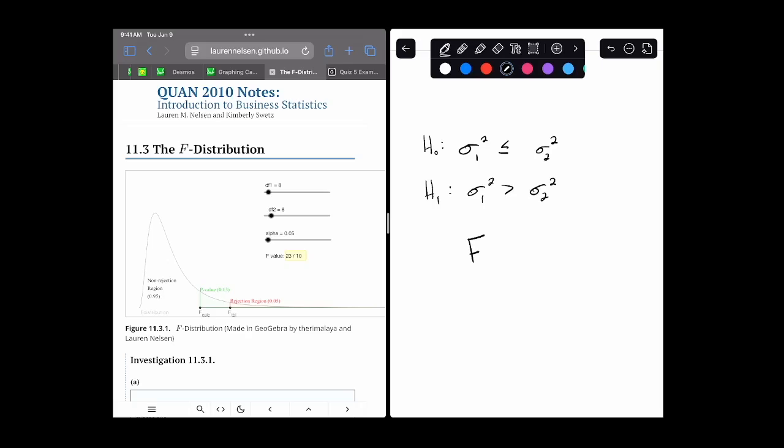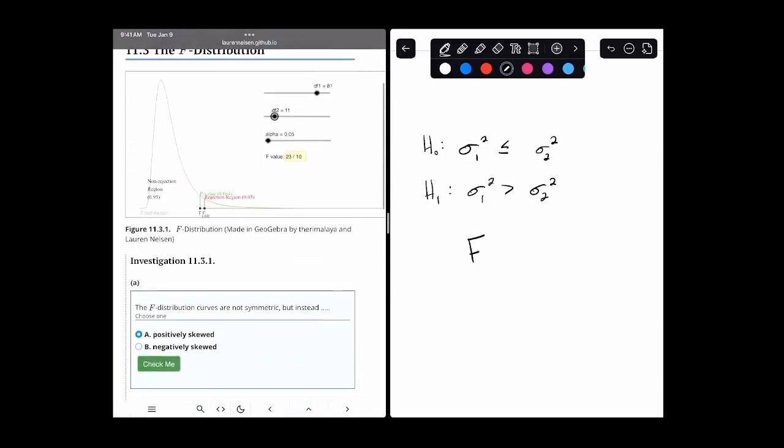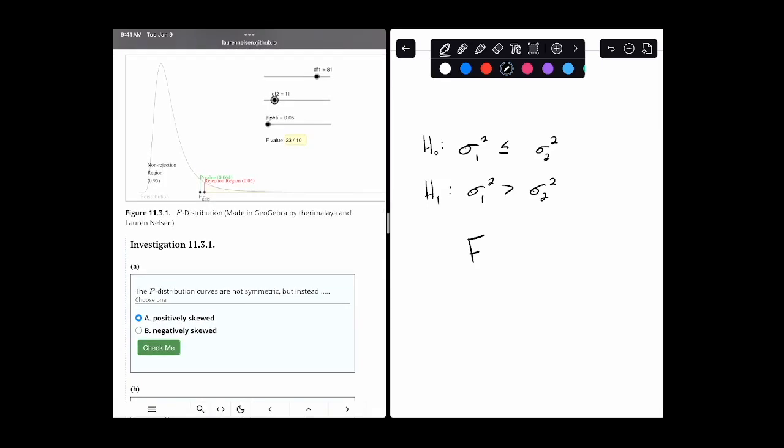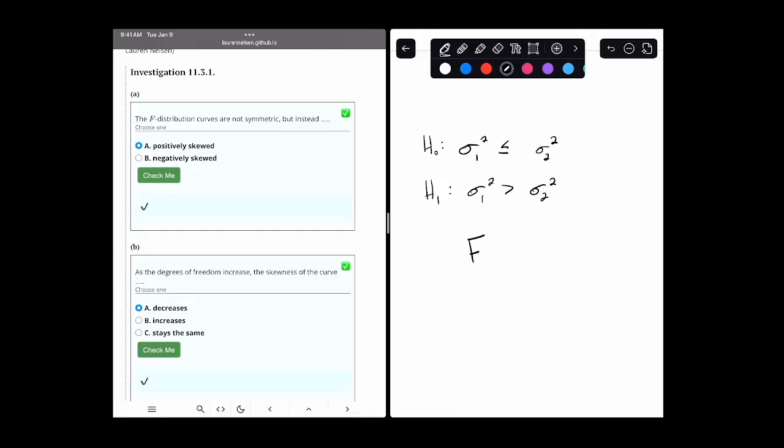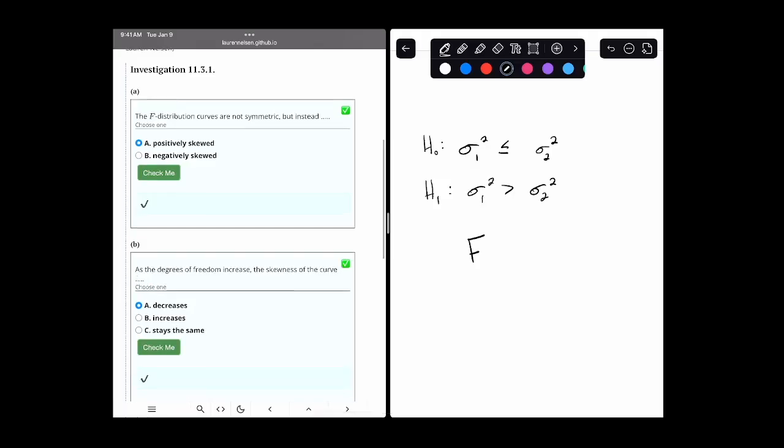And if I make these degrees of freedom bigger, note that there are 2 degrees of freedom because I have two populations. So if I make df1 bigger, it looks like this is also getting more symmetric, but it's not moving to the right like chi-squared did. It's getting more symmetric and kind of getting steeper over on the left there. And so the F distribution curves, they are also not symmetric. They're positively skewed or right skewed. And as degrees of freedom increase, it looks like the skewness decreases, like it did with chi-squared.